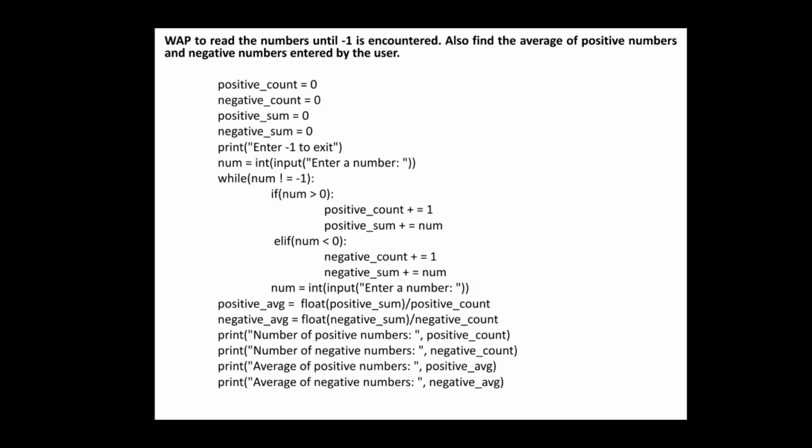After that, we will find out the positive average, the negative average, and print the number of positive numbers, print the number of negative numbers, print the average of positive numbers, print the average of negative numbers.